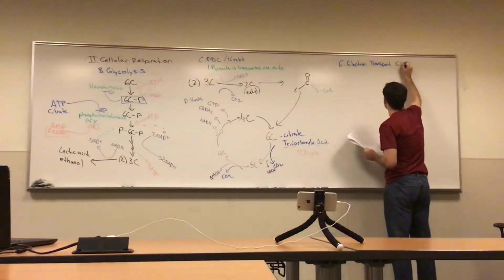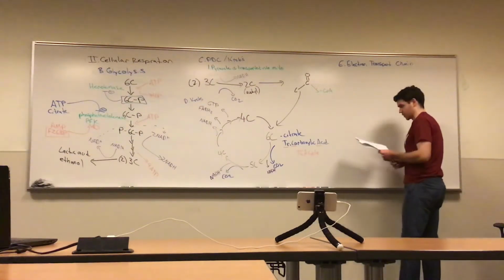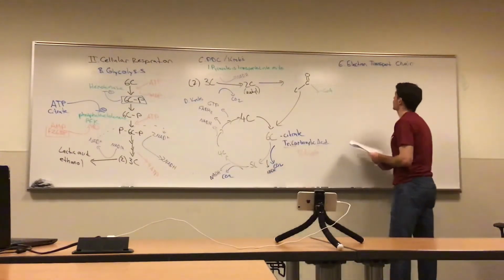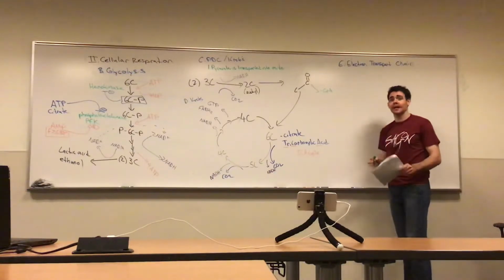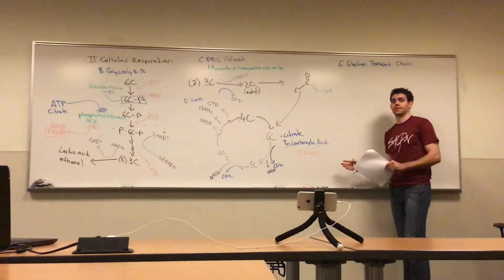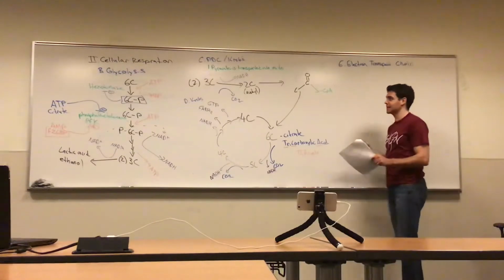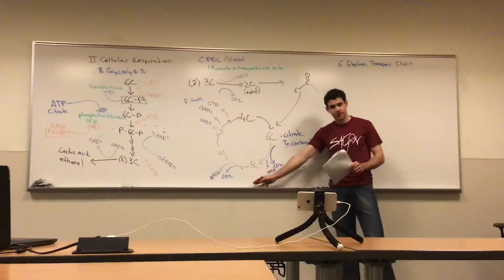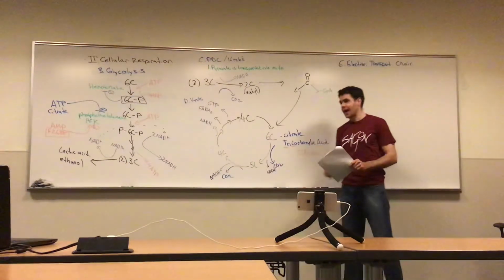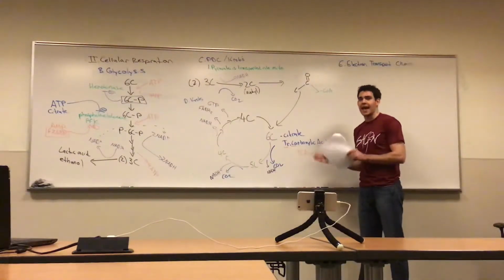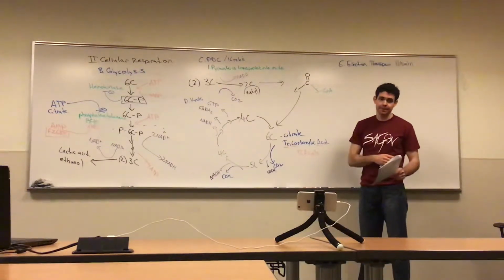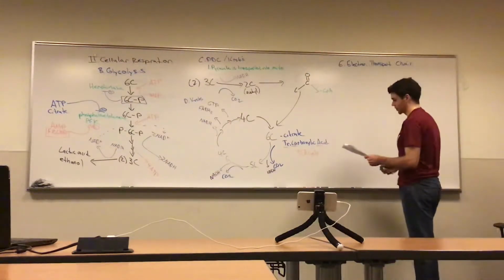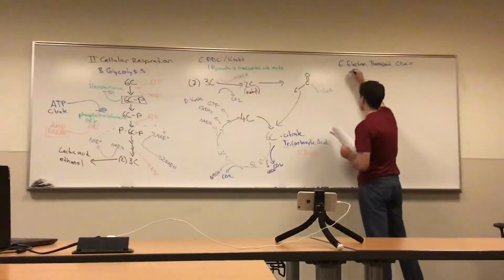Transport chain. So a couple things. The electron transport chain is also called oxidative phosphorylation. And so what that means is we're oxidizing the carbons, right? So we've oxidized these carbons. And then we phosphorylate ADP to make ATP. So that's the phosphorylation. So it's oxidative phosphorylation, also called electron transport chain, just to be clear.